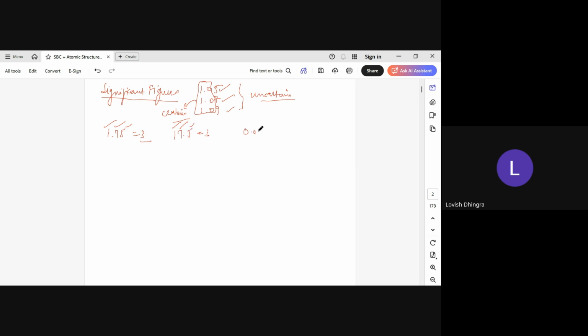Next example, if I have 0.0175, how many significant figures do we have? In this, you see how many zeros you have before the first non-zero digit. Those will not be significant. Like this 0 is there and this 0 is there. After that, you have your 1, then 7, and then 5. All these 3 digits are non-zero digits, so these zeros will not be counted. Again, you have 3 significant figures. Any doubt up to this?